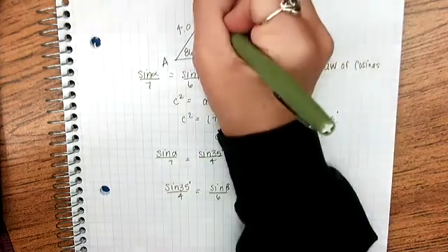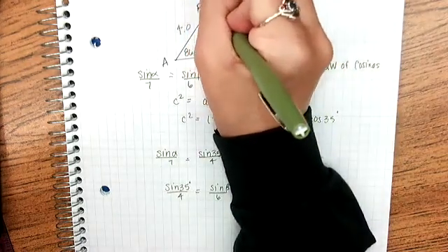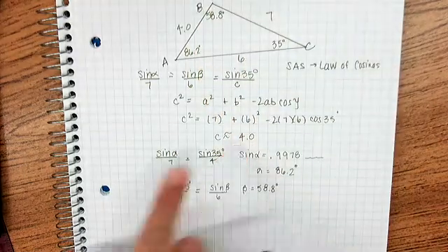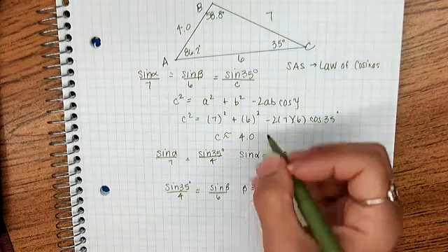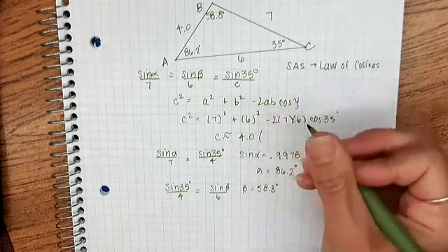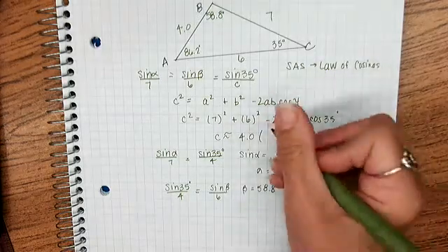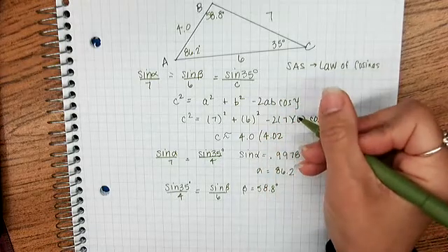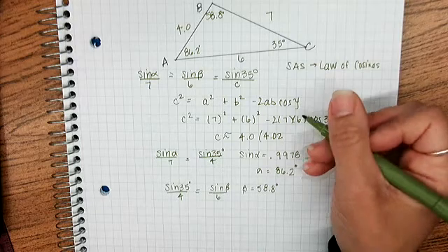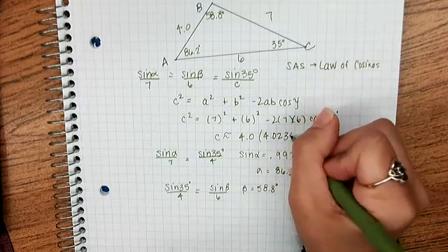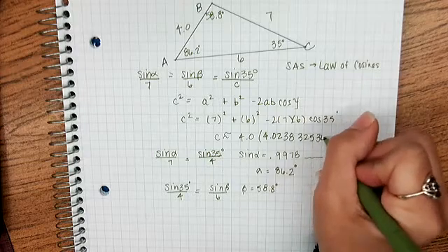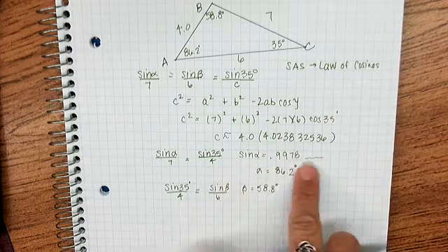So be careful you don't round too soon. I would store this number in my calculator. It was really 4.02383. I just lost it. 4.023832. So you might want to store that.